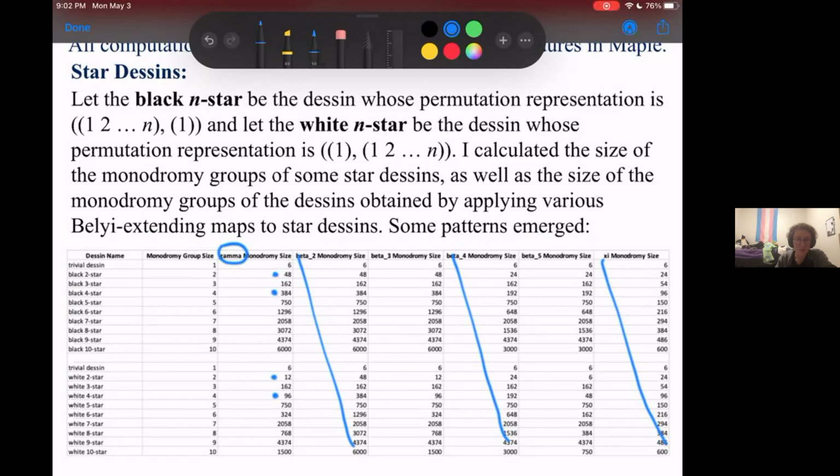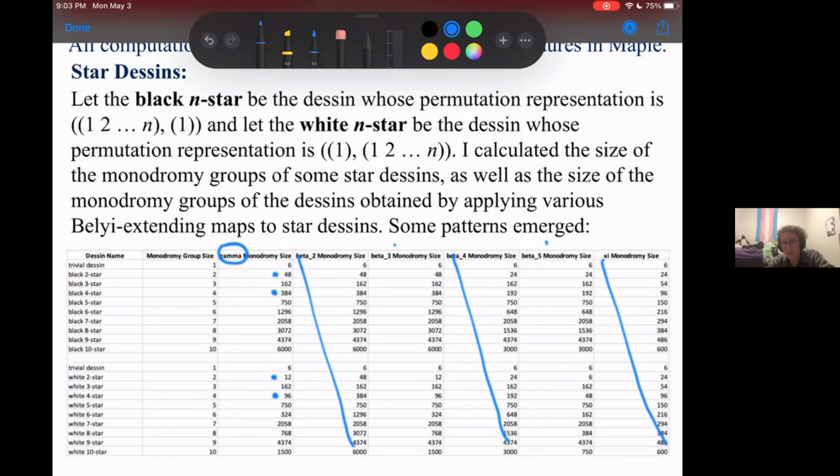So the monodromy group of gamma applied to a black star is always exactly 4 times the size of the monodromy group of the Dessins that we get when we apply gamma to a white star. And we also get patterns, not always the exact same pattern. Beta 5 is a little different. We get some different numbers, but beta 3 and beta 5 also have patterns like this, where for the even numbered stars we get this easy looking pattern of the monodromy sizes after we apply the Belyi-Extending map. I don't really know the implications of this. It just kind of looks cool.